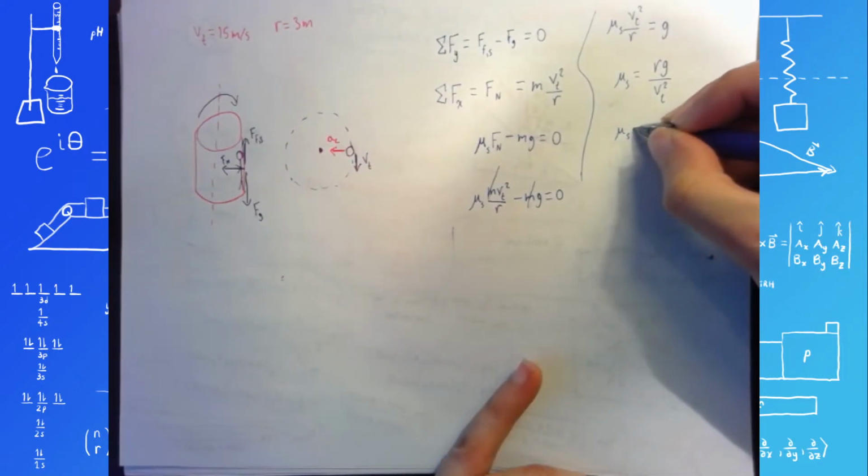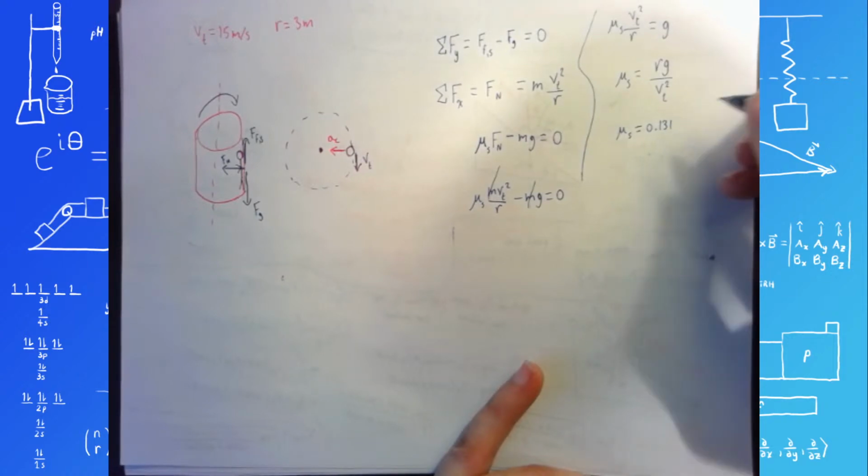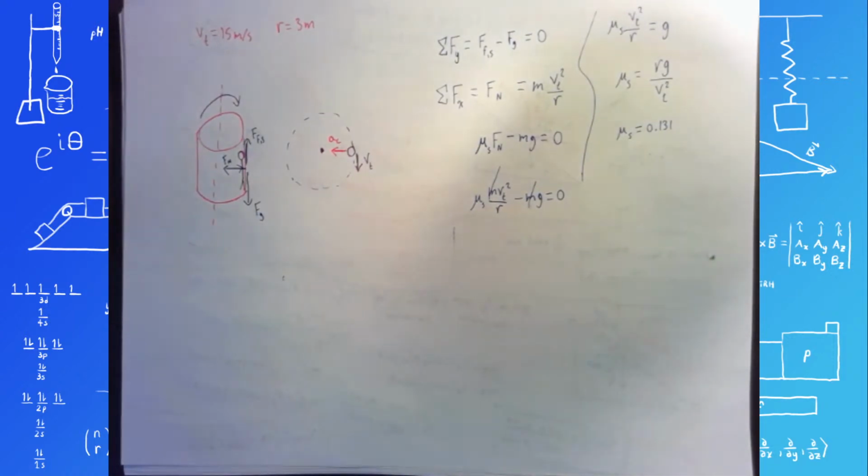Mu static must be 0.131 or higher. And remember that friction coefficients don't have units. There we go. That's not too bad.